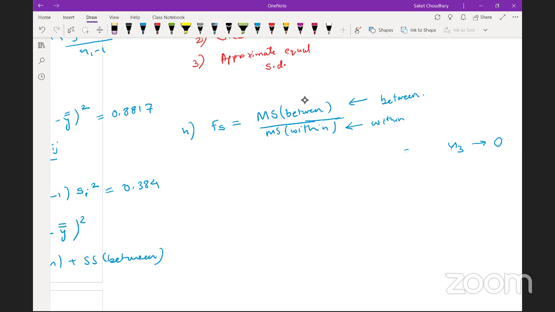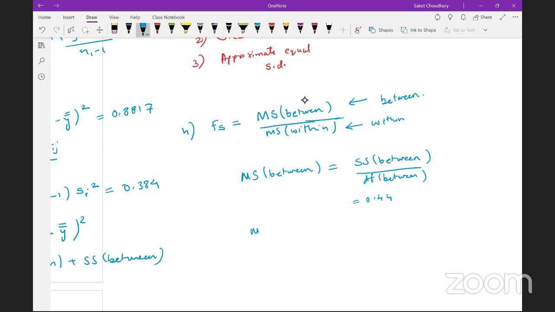Okay, all right. So we need to calculate these two quantities. We have all the ingredients that we need for that, and this is SS between by DF between. If we calculate this value, it comes around to 0.44, and the MS within correspondingly is given by 0.042. Okay, so what really is happening, right? This within value is very small, whereas this between is slightly larger. Now you can imagine, if I divide these two values, it's going to be a large number.